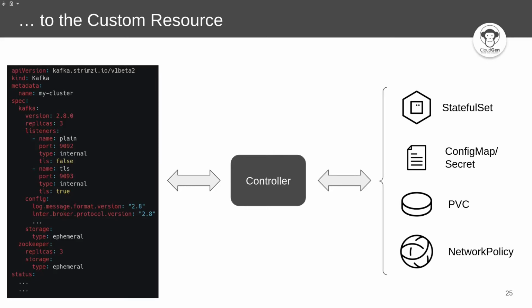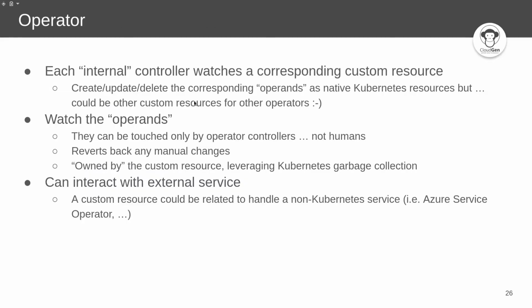Instead of having me write all the things that I have on the right-hand side and handle all this by hand for upgrades, I can just write this Kafka custom resource, and the controller will do the rest. So in the end, an operator, as already mentioned, is one or more internal controllers watching the corresponding custom resource, like the Kafka custom resource, and it will create, update, and delete all the operands. That could be native resources, but even external services.